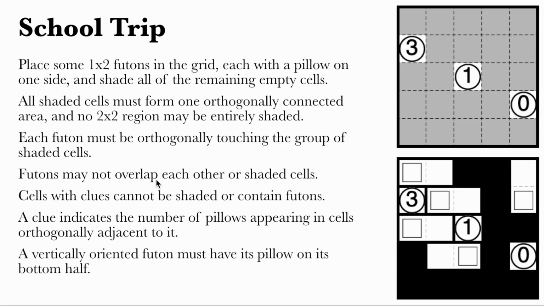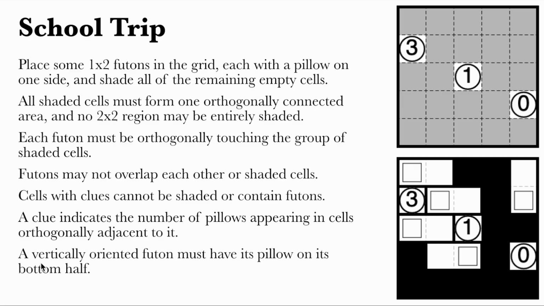Futons may not overlap each other or shaded cells. Cells with clues cannot be shaded or contain futons. Those are both pretty self-explanatory. A clue indicates the number of pillows appearing in cells orthogonally adjacent to it. So this 3 will have 1, 2, 3 pillows touching it. The 1 has 1. Note that diagonally does not count. We say orthogonally. And the 0 has no pillows next to it.